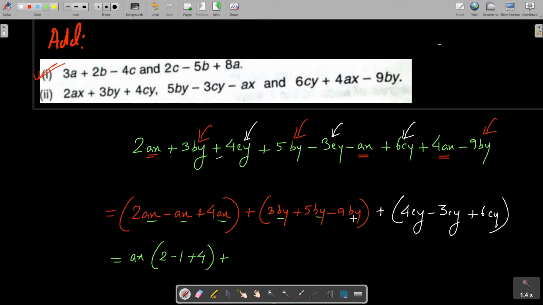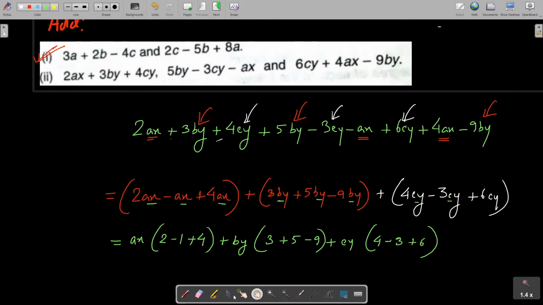Here the common term is by. I'll take by out. What will I get? 3 plus 5 minus 9. Then the plus sign. Here the common term is cy. I'll take cy out. I'll get 4 minus 3 plus 6. Now it's pretty easy.